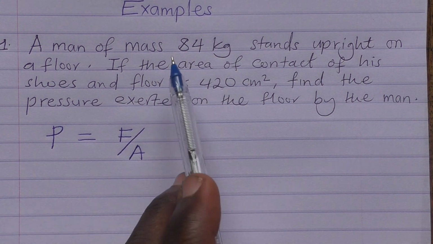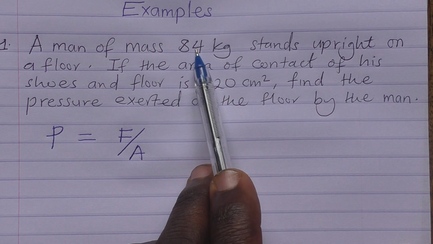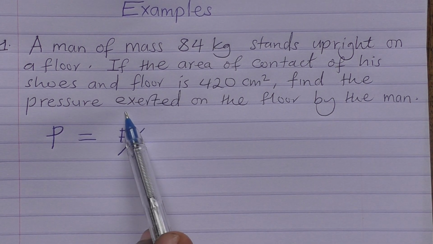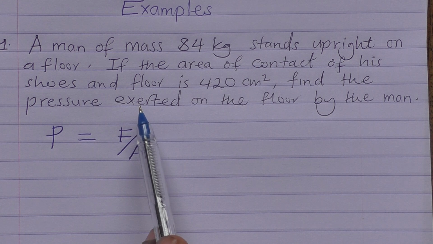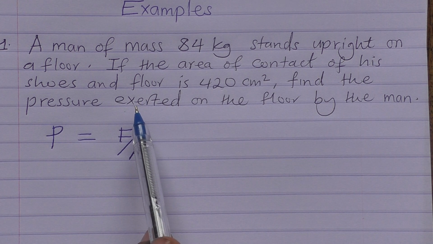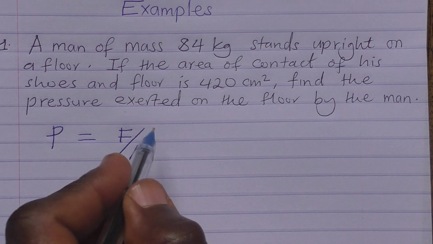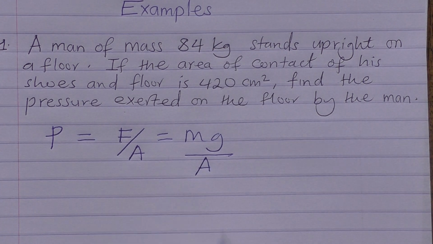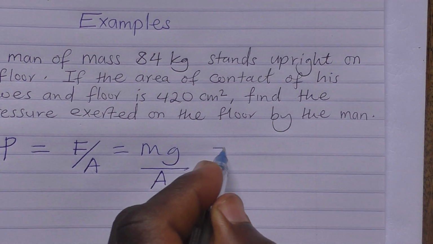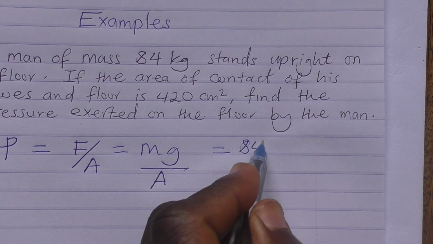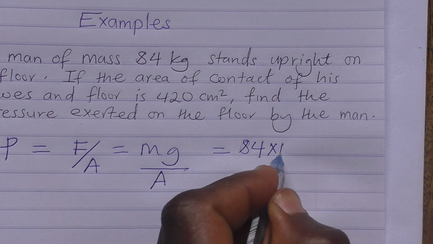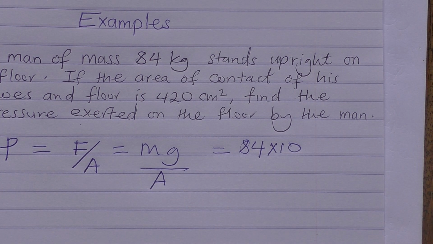So, since we have mass, we can get the force. And since this man is standing, the force he exerts on the floor is equivalent to his weight. And therefore, the force is given as mg, and then the area. So that will give us the mass, 84 kilograms, times the acceleration due to gravity, which is considered to be 10, over the cross-sectional area.